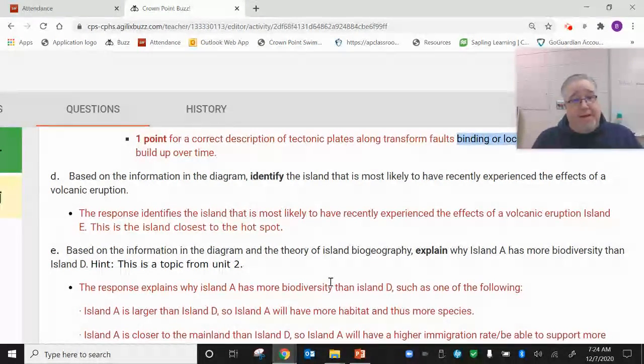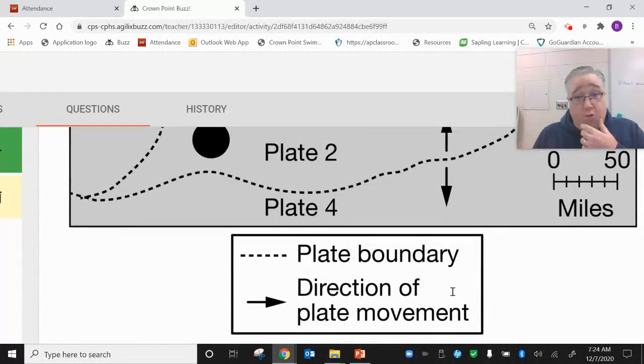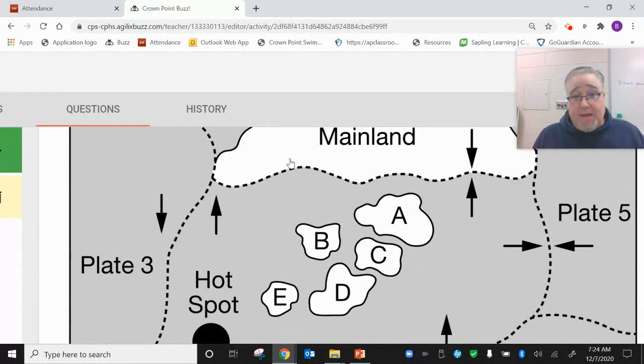Question E, based on the information in the diagram and the theory of island biogeography, explain why island A has more biodiversity than island D. This question has nothing to do with plate tectonics. This has everything to do with the theory of island biodiversity that we learned back in Unit 2. So again, if you look at the islands, here's the mainland, right? We learned this a couple of units ago, that diversity of islands is mainly due to two things. Number one is the size of the island, and number two is the proximity to the mainland.